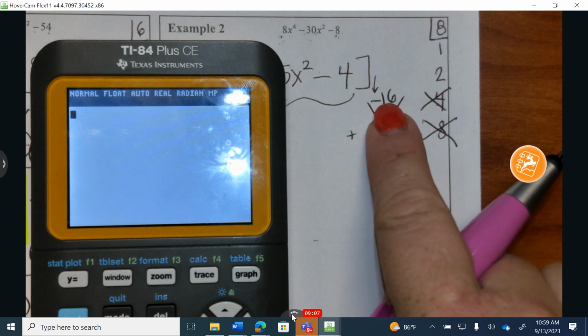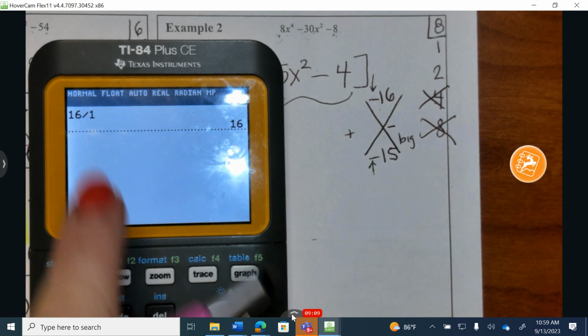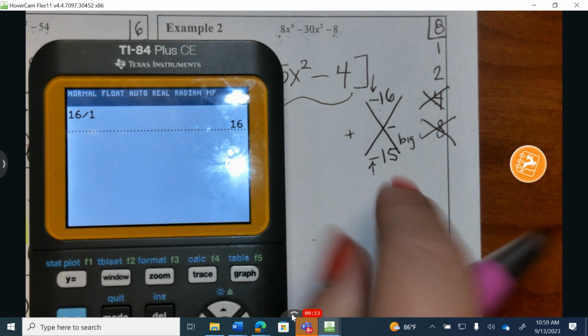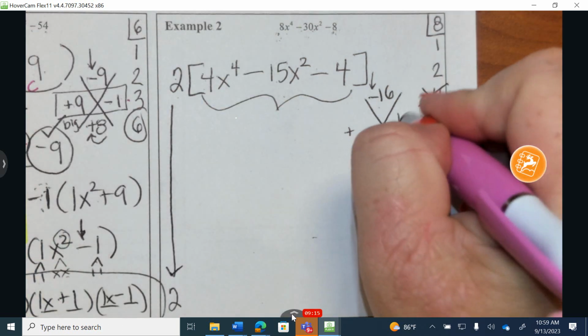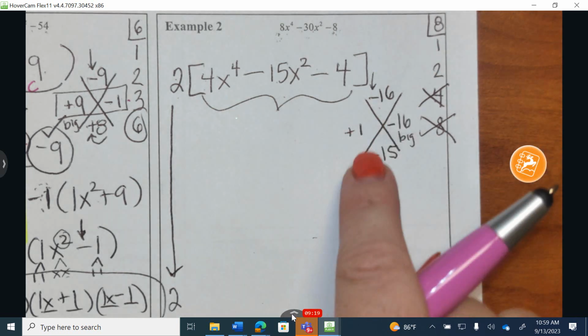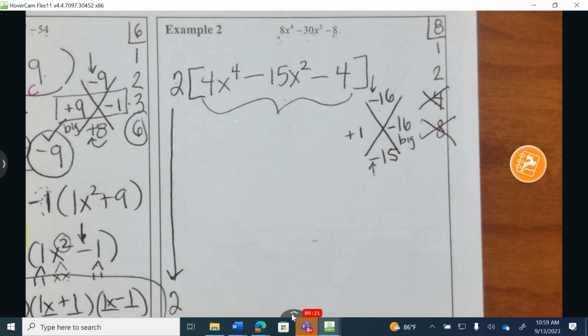I'm going to start with just worrying about the 16. 16 divided by 1. Can 1 and 16 somehow provide you with a 15? It can. 16 is a larger number, 1 is a smaller number. So yes, they multiply to give you a negative 16, and they combine to give you a negative 15.